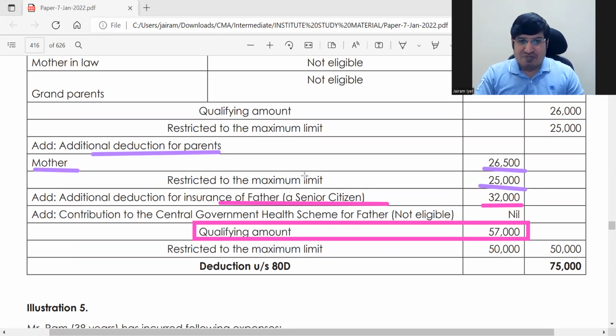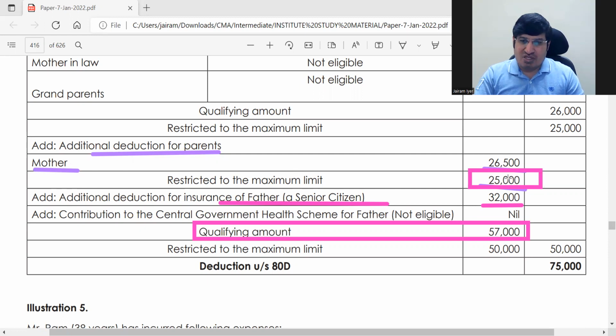तो इसीलिए इसमें ये करना है. What you should do is, in such cases where some of them are senior citizens and some are not senior citizens, take the non-senior citizen. ठीक है, उनको 25,000 में you have to limit first. वो हो गया आपको. ठीक है, then senior citizen का whatever is the amount, added to this. ठीक है, और फिर limited to 50,000.